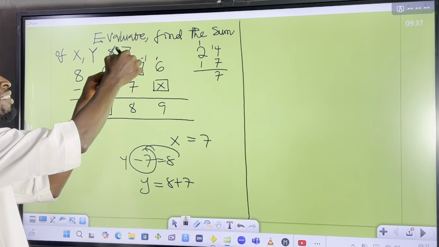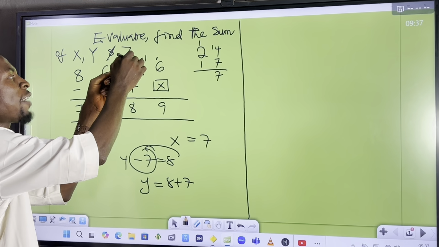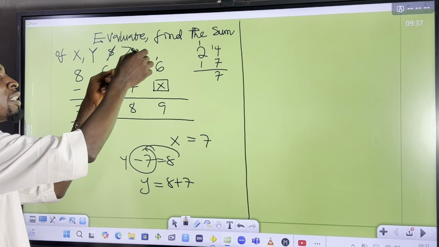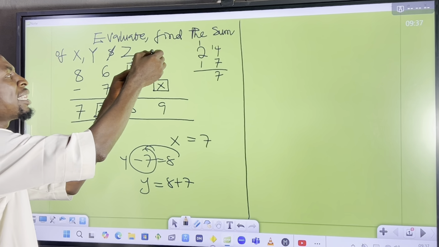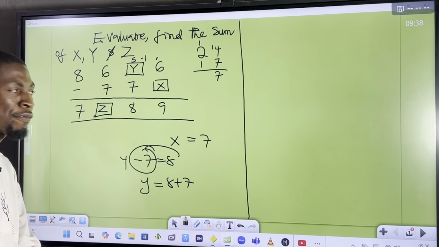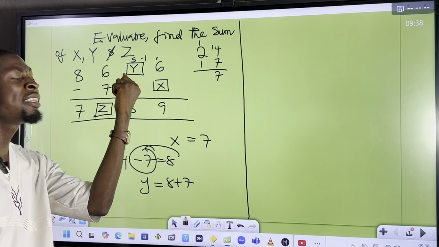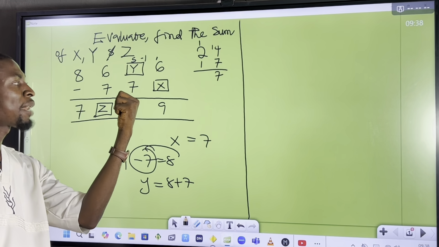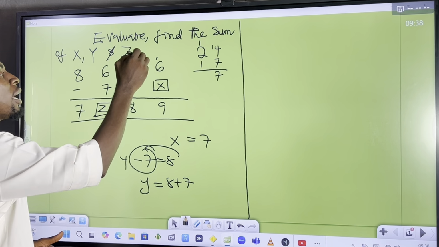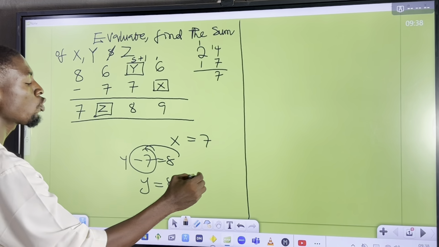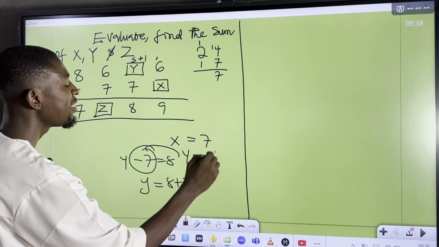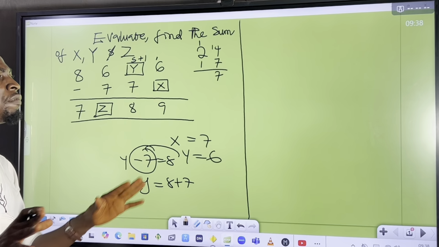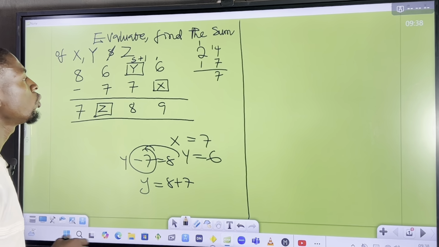15 is what was left. That means what was left was 5. And they borrowed 1 to make it 15. But the actual number of y is 6 because they removed 1 to get it to be 5. They removed 1 to get it to be a digit that it will be. At the end of subtracting 7, it will give us 8. So if you add 1 to it, it will give us y. So y is equal to 6.